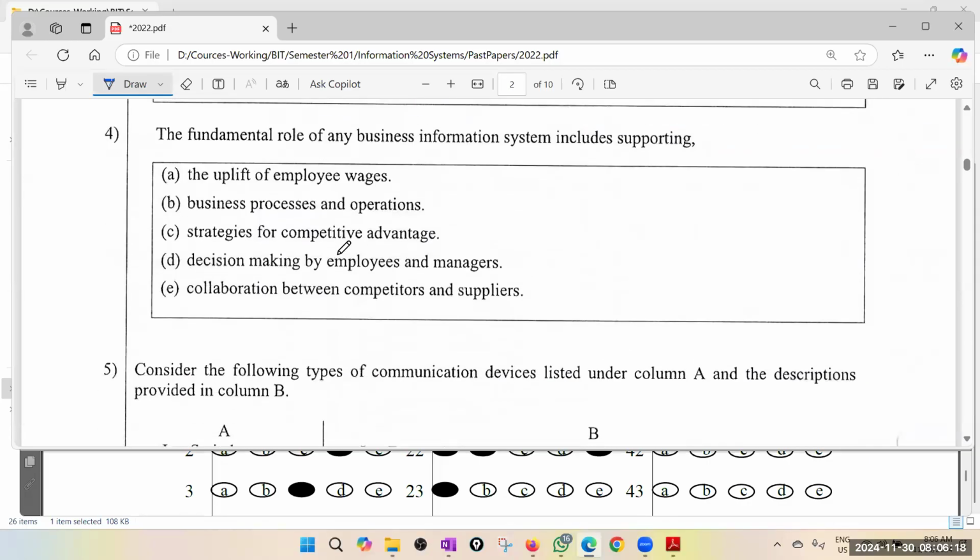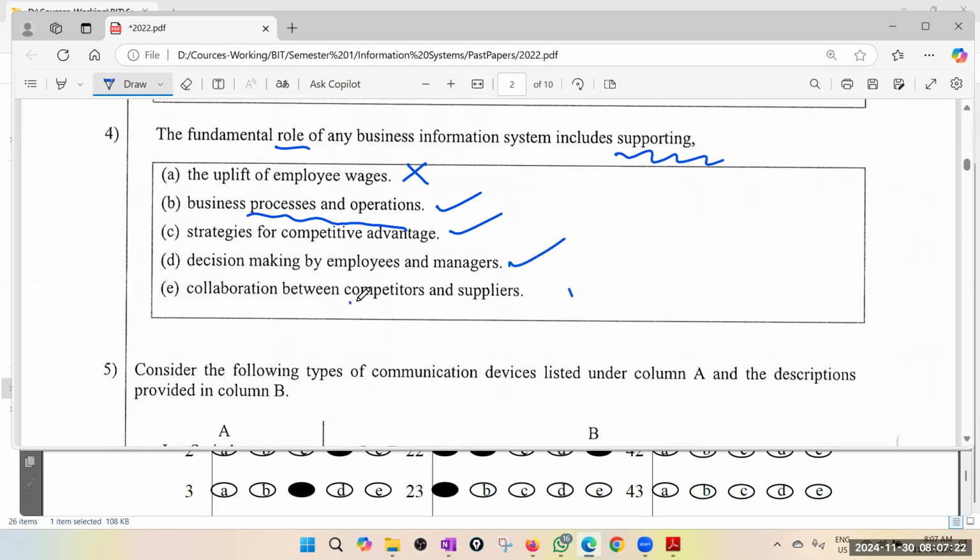Fourth one. The fundamental role of any business information system includes supporting uplift of employees' wages. No, we don't want to increase the wages. We want to decrease the wages. As a business, we try to decrease. Business processes and operations. Yes, right. The fundamental role of any business information system includes supporting business processes and operations. Yes. Strategies for competitive advantage. That is also important, right? Sometimes we use information systems to help decision support. Planning, right? So it says role includes supporting. Yes, support better strategies, better planning. I'll go for that. Decision making by employees and managers. Yes, decision support systems are there.